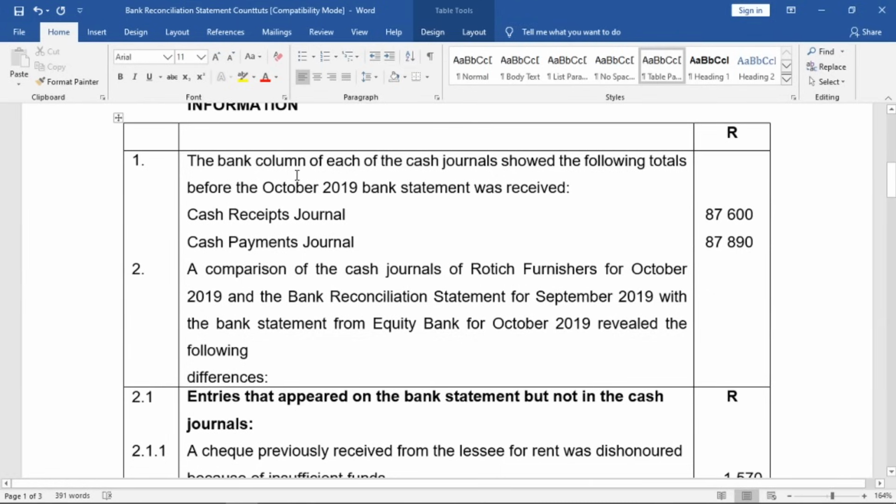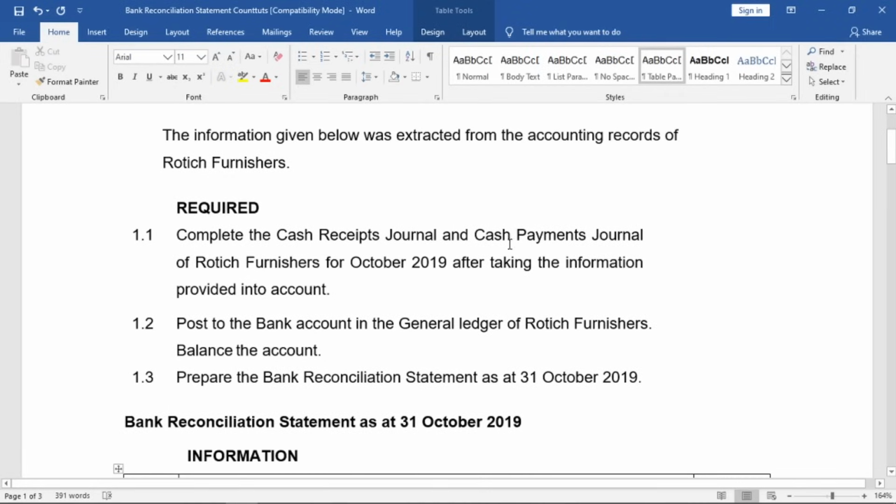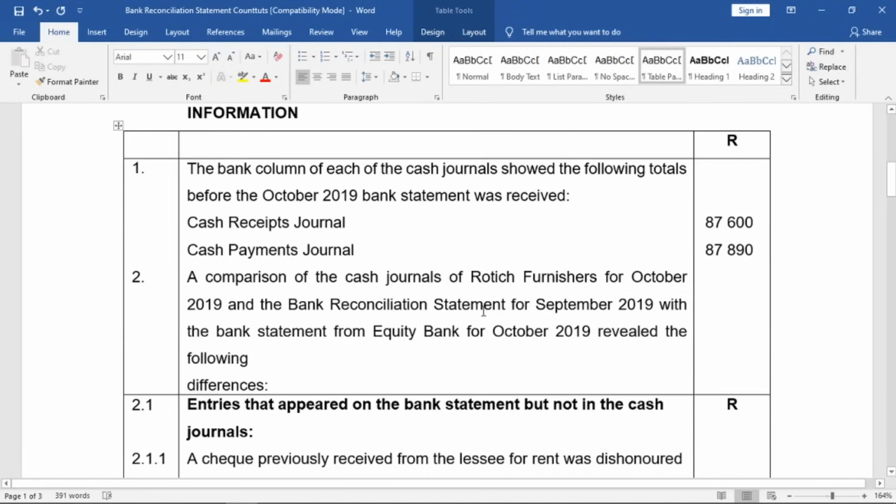Here we are told that the bank column of each of the cash journals showed the following totals before the October 2019 bank statement was received. So this is what our books showed before we received the bank statement. Cash receipts journal, 87,600. So what do we do with that? And cash payments journal of 87,890. When they asked us to complete the cash payments and cash receipts journal, so we start with that one.